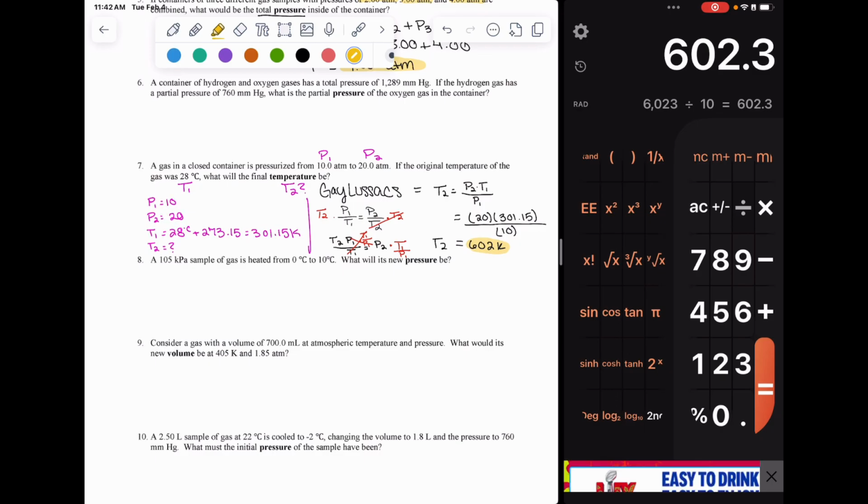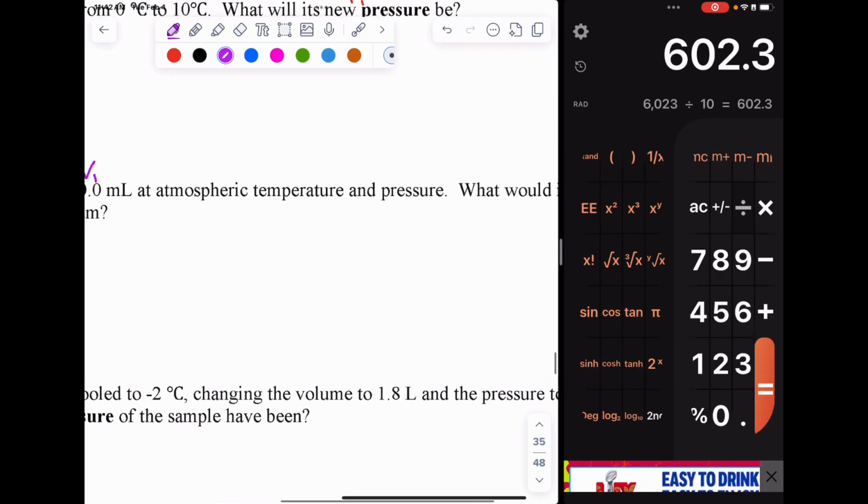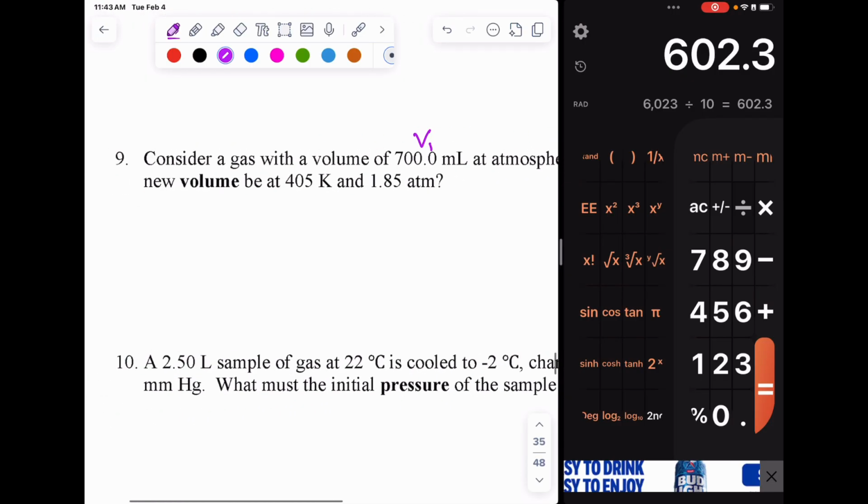Last one, let's do question number 9. Consider a gas with a volume of, so we're looking for volume here, 700 milliliters at an atmospheric temperature and pressure. So, atmospheric temperature and pressure, that would be just standard temperature and pressure. Standard temperature is 273 Kelvin. Standard pressure is just 1 atmospheric unit. All right. What would its new volume be? So we're going to be looking for volume.